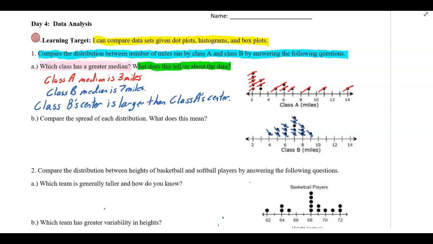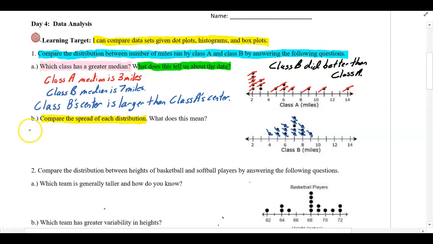As a result, this tells me that Class B did better than Class A in general, because its median is higher. If we look at the next problem, it says to compare the spread.